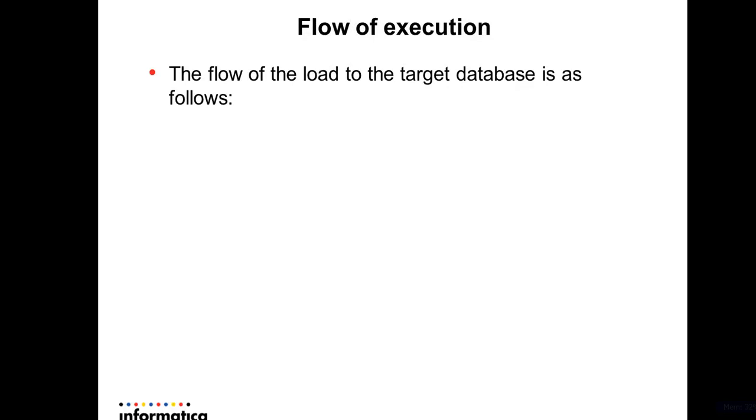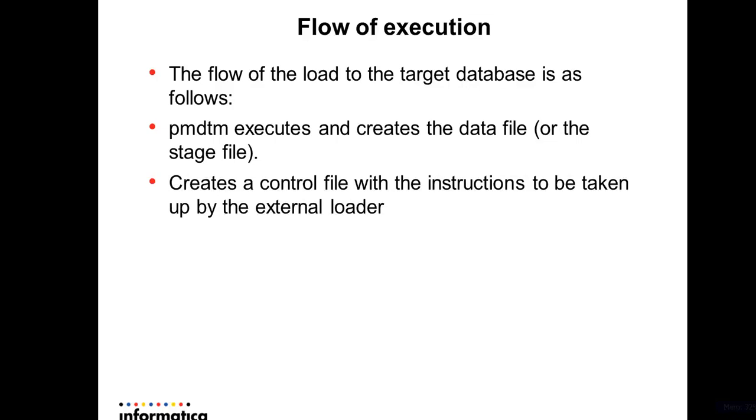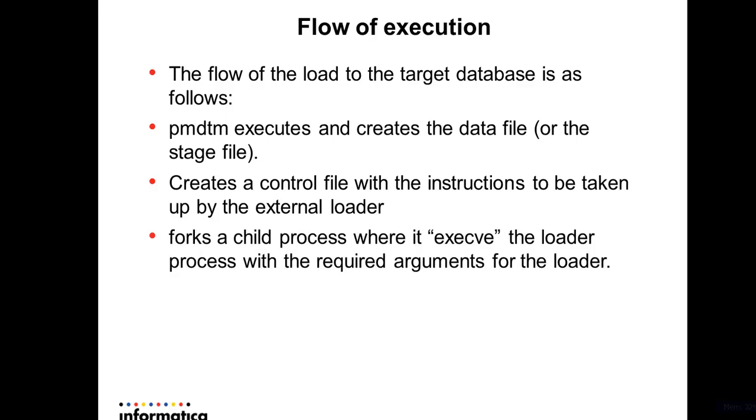So the typical flow of execution when it comes to the loads to the target database is as follows. The PMDTM executes, and during its execution it creates the data file, or we can call it the stage file. The PMDTM also creates a control file which has the instructions to be taken up by the external loader. The PMDTM forks a child process. It uses the execve command to create the child, and the loader process is started in the child process with the required arguments, and typically it waits for the child process to exit.